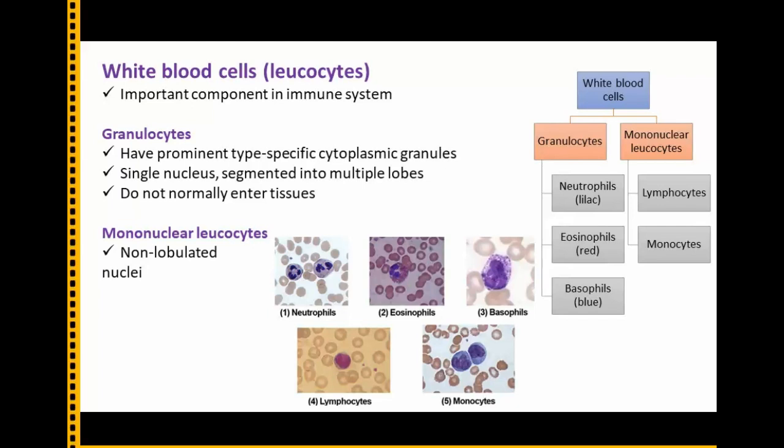They usually don't enter normal tissues, but when there is an injury to tissues, when there is inflammation, they enter the tissues as an immune response. And mononuclear leukocytes have non-lobulated nuclei.